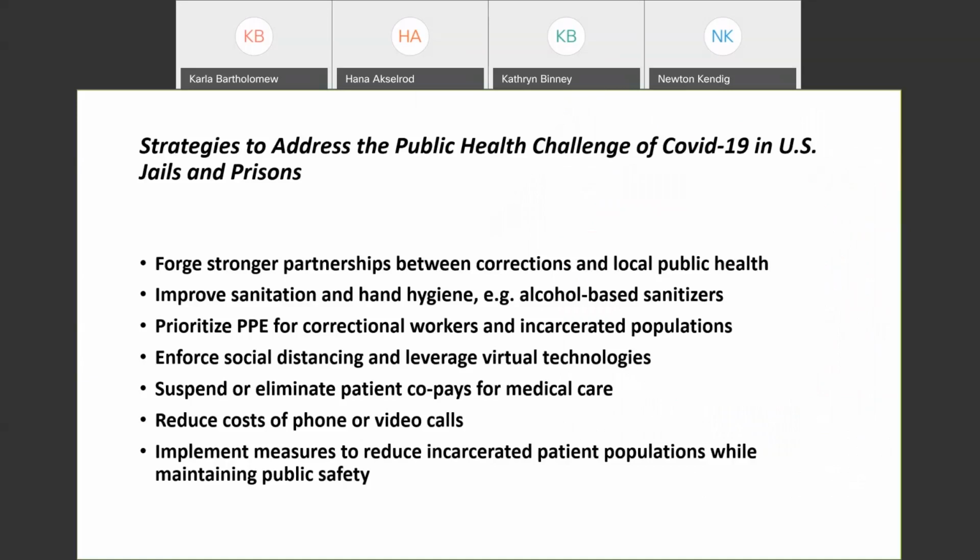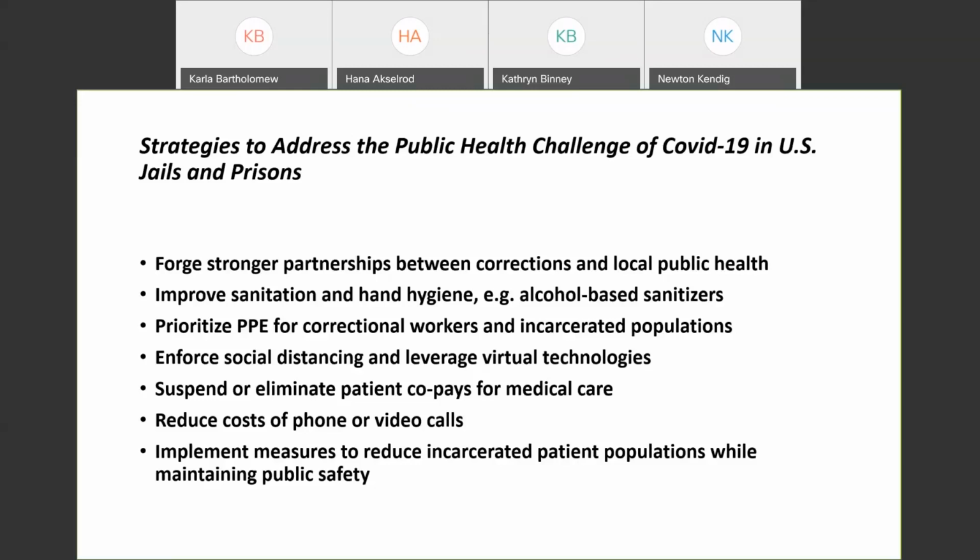First and foremost, we don't want corrections and local public health to be antagonistic. We want them to be synergistic. Every county jail has a local health department. That engagement is more vital than ever before if we're going to have meaningful recommendations and assistance from local public health as far as what we can do at the local level to contain COVID-19.